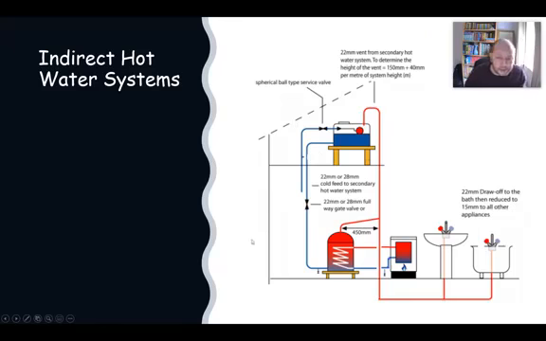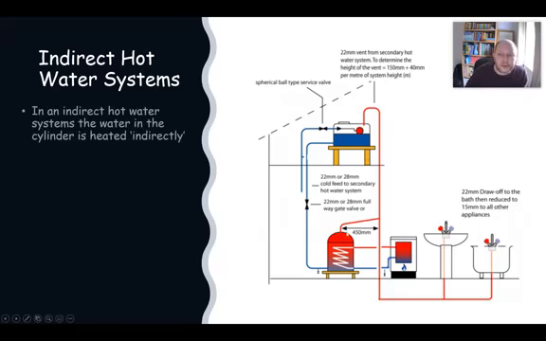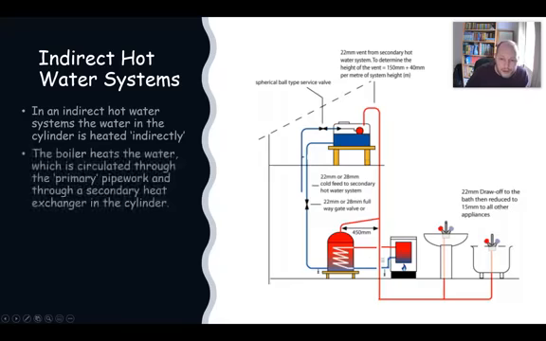Indirect hot water systems are hot water systems that heat the water indirectly. That means that the heat source, in this case we've got shown here a boiler. The boiler is the heat source. It heats up the water, which circulates through the primary pipework into a secondary heat exchanger, normally a coil, and then that water flows back to the heat source.